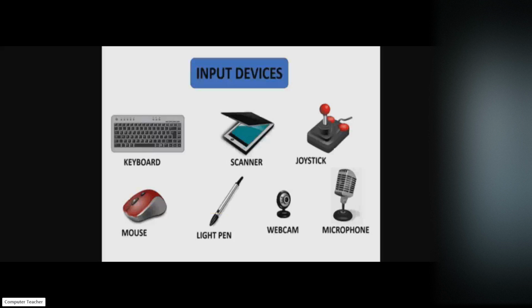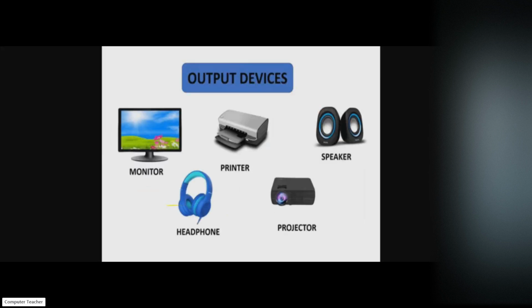So input devices are keyboard, scanner, joystick, mouse, light pen, webcam, microphone. So from these kinds of devices, we can give inputs. The next one is the output device. We are giving input, and the processor, the CPU, is processing, and we are getting output, right? From the computer side, we are getting an output to the user. So that is gathered in monitor, printer, speaker, headphone, projector.